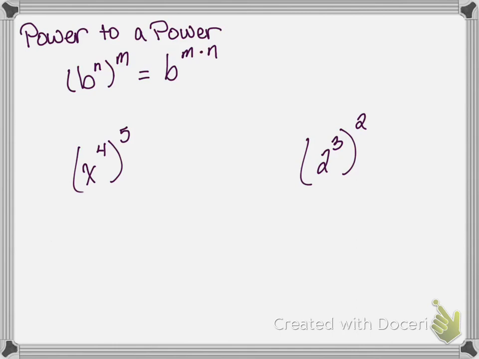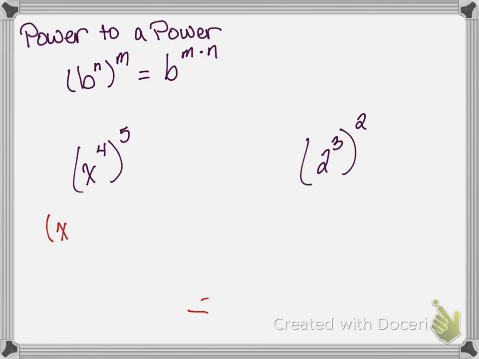Okay, this one is a power to a power rule. What we have here is a base raised to a power inside parentheses, and then all of it is raised to another power. And when we do that, we are going to multiply. Now let's first talk about what that means.